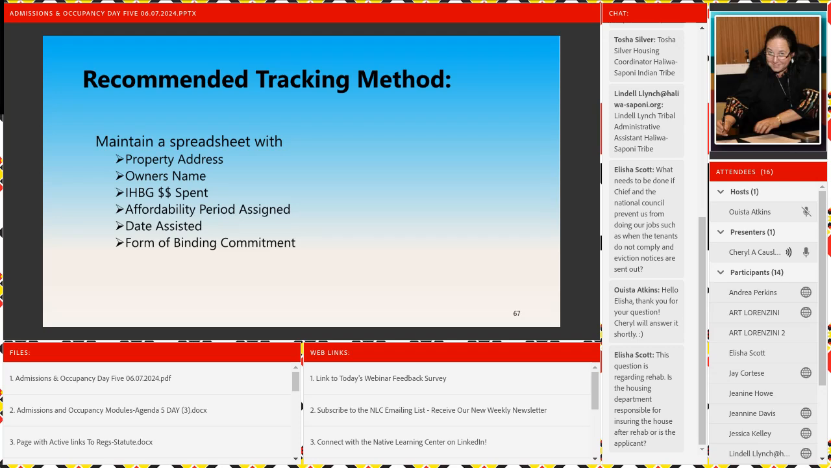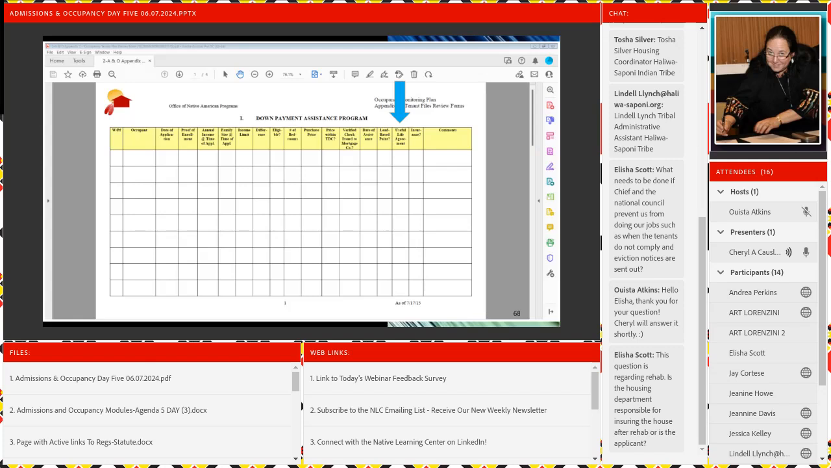You either record them if you're on fee land with the Bureau of Indian Affairs, or if you're a HEARTH Act, you record it within the tribe, or you record them at the county level. So tracking methods, they're going to look for tracking methods when they come in and do your monitoring. Maintain a spreadsheet, make sure you got the property address, the owner's name, how much block grant was spent, what was the affordability period assigned, what was the date you assisted, and what form of a binding commitment. This is the form that HUD kind of looks at for down payment assistance.